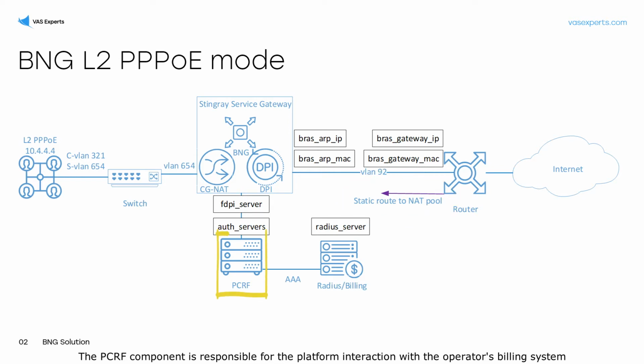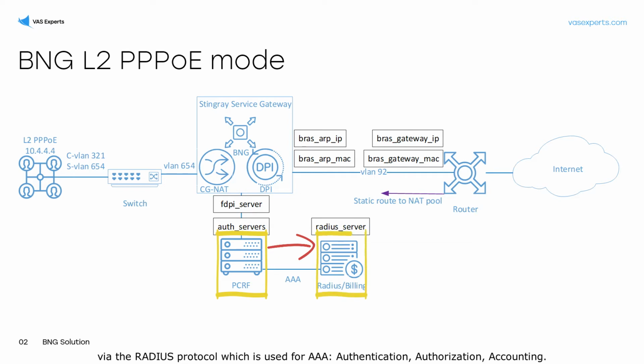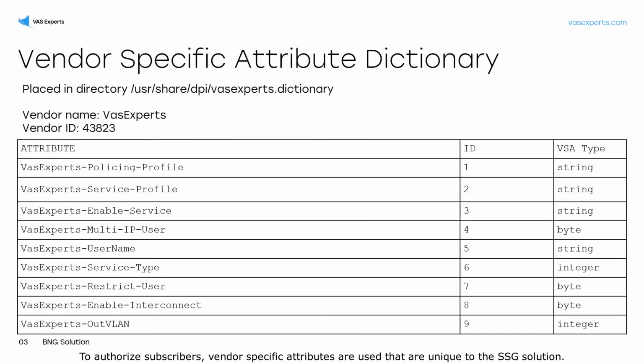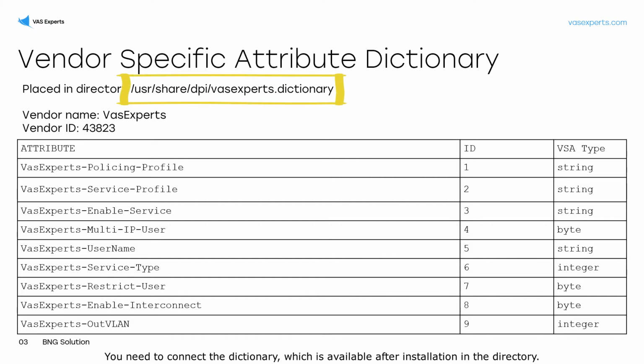The PCRF component is responsible for the platform interaction with the operator's billing system via the Radius protocol, which is used for AAA: authentication, authorization, accounting. To authorize subscribers, vendor-specific attributes are used that are unique to the SSG solution. You need to connect the dictionary, which is available after installation in the directory.